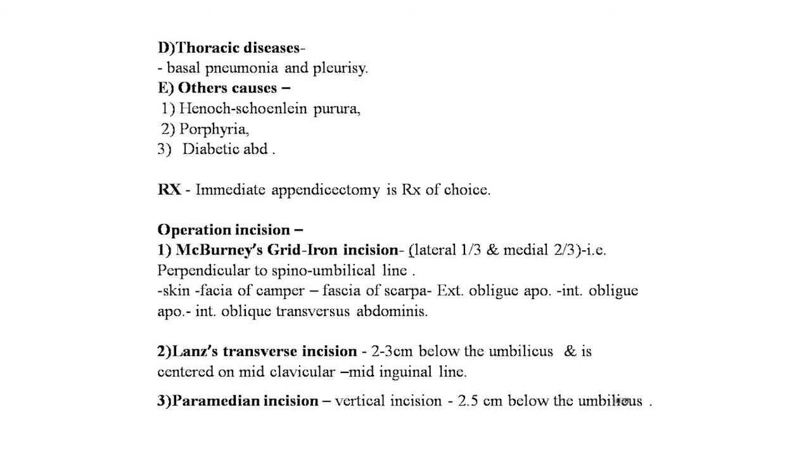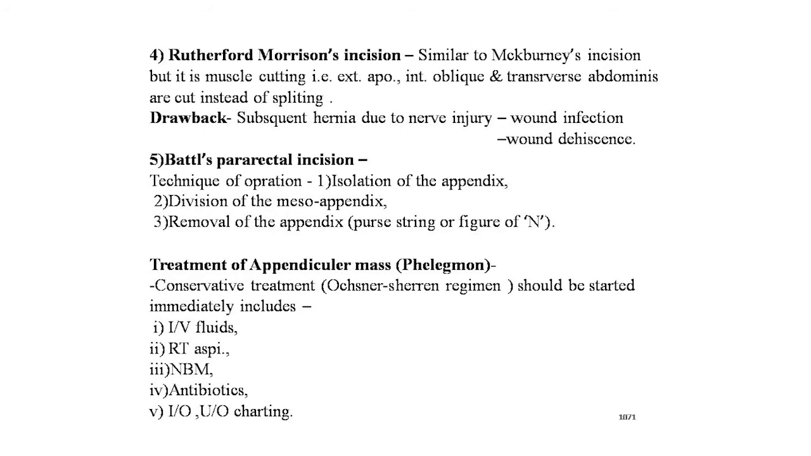The second incision is the Lanz transverse incision, 2 to 3 cm below the umbilicus, centered on the mid-clavicular and mid-inguinal line. The third incision is the paramedian incision, which is a vertical incision 2.5 cm below the umbilicus. The fourth is the Rutherford Morison incision, similar to McBurney's incision, but it is muscle cutting: the external aponeurosis, internal oblique and transversus abdominis are cut instead of split.